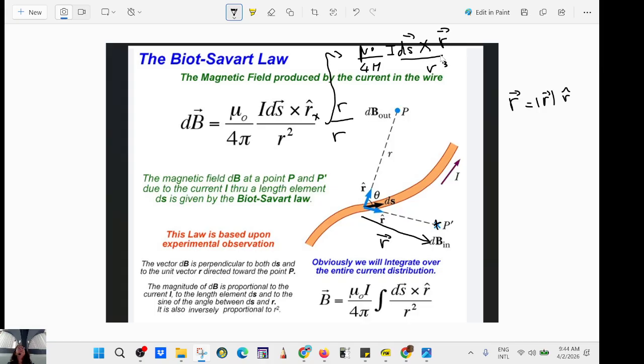Because it depends what is given to you. If you are given the vector position, then you use that equation. If you want to use the sine, the definition of the cross product, then you can use that. But this is a vector, a unit vector, okay? I was not clear last time.